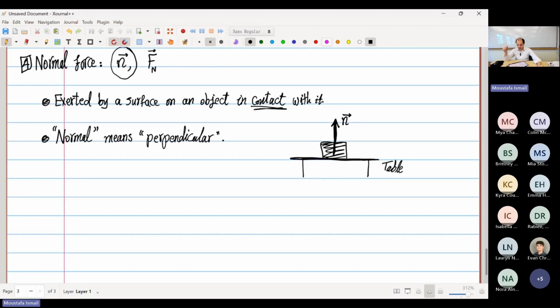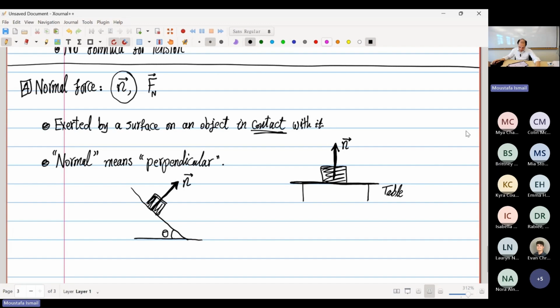So it's always perpendicular to the surface of contact. If the surface tilts, if you have the box along a ramp, for example, and this ramp has some angle theta, and the box is sliding, the surface still exerts a normal force, and the normal force is still perpendicular to the surface. It is not always vertical, but it's always perpendicular to the surface of contact. If you tilt the surface, the force tilts with it. And again, the normal force doesn't have a formula as well.